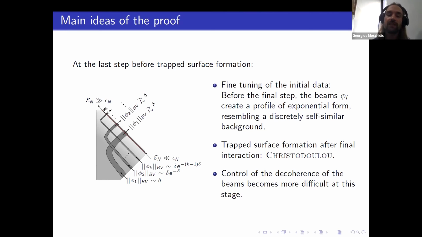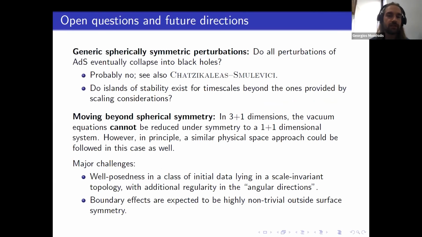And once this is the case, then by using a trapped surface formation criterion of Christodoulou in spherical symmetry, we know that this beam will collapse into a black hole before it has the chance of reaching very close to R equals 0. Okay, so once we're here, we know that a black hole will form in this small space-time region here. More or less, that's it. These are the main parts of the proof.